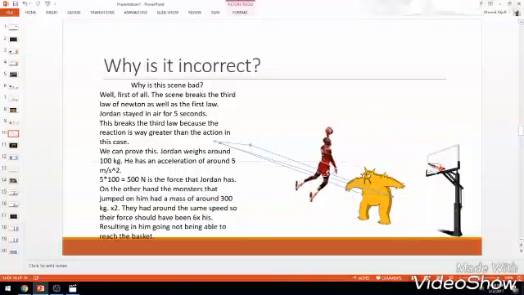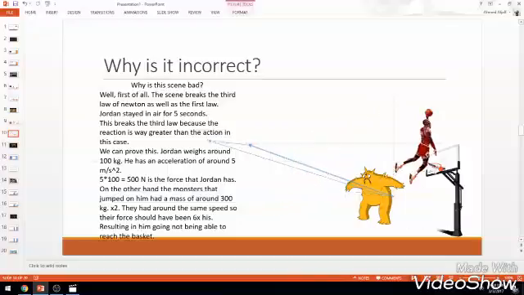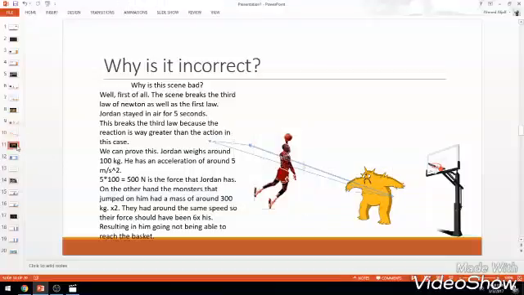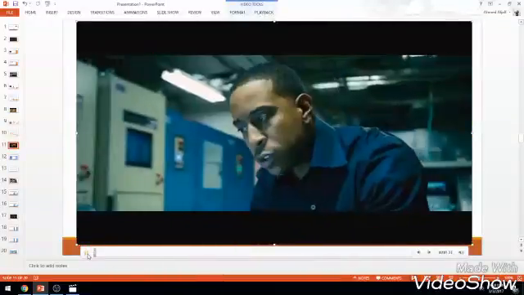Oh, wait. He didn't even dunk it. He just like, woof, with his rubber hands. And that's why this scene is incorrect, because it defies the third law of Newton. In this case, the reaction was not equal to the action, because he just kept on pushing and pushing and pushing, and it breaks the law of impulse. I can't hold it. I'm losing the game. Let's look at the next scene.